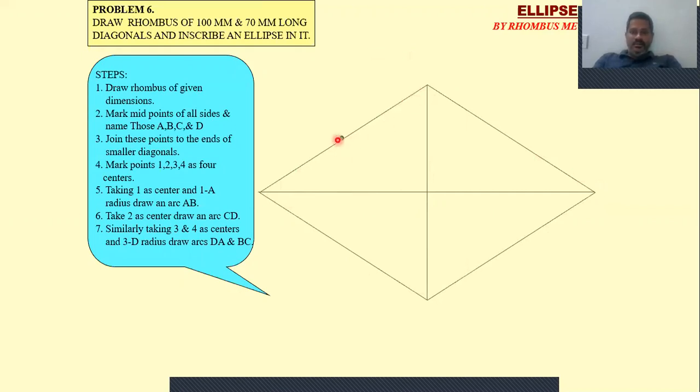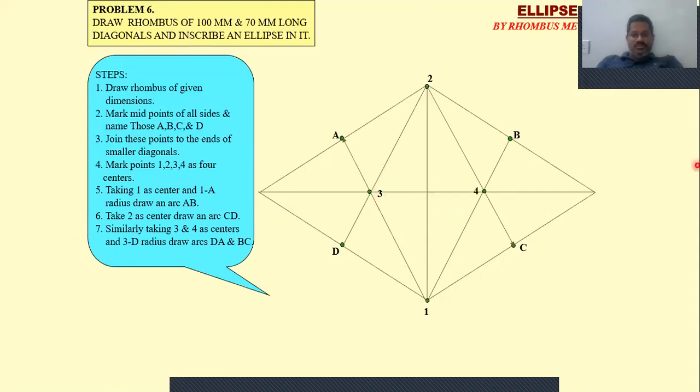Then mark the midpoints on the rhombus side lines. Then name all those points A, B, C, D. Then join the points AB and CD like this. After joining, mark the points 1, 2, 3, like this. Take this point as 1, this point as 2 and 3, and similarly 4.